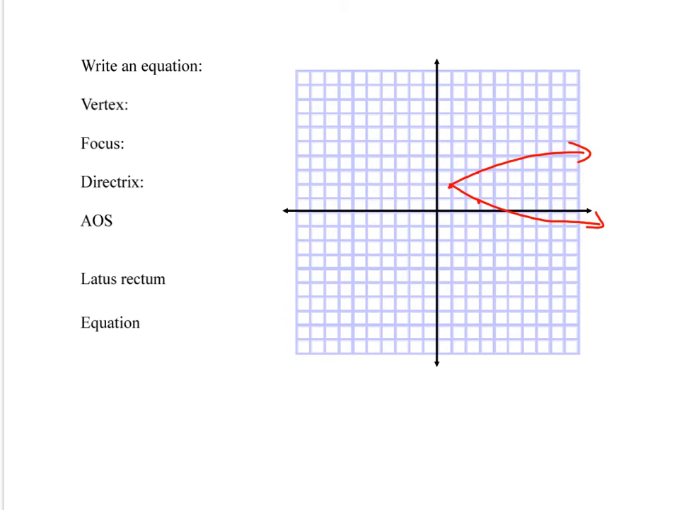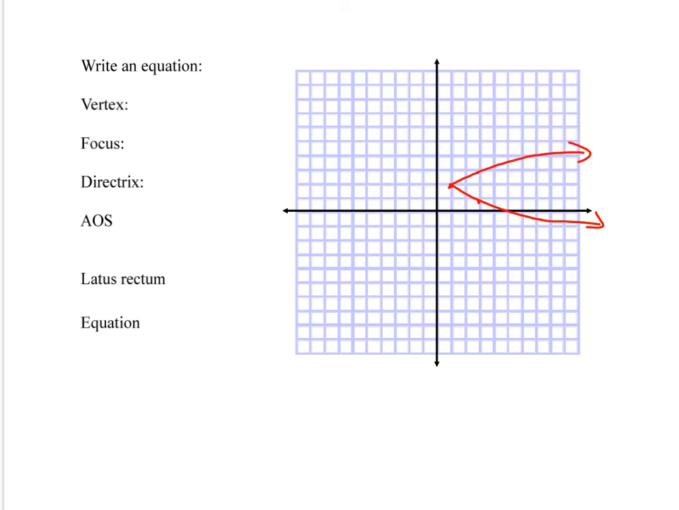Okay, let's do one more in our continuing saga on parabolas. We are looking at a graph now. I can see my vertex is going to be at 2, 1. I'll write that in a minute. My focus is going to be somewhere in this range. Not sure where it is yet. My directrix is going to be somewhere over here. It's going to be a vertical line. Not sure where it is yet.